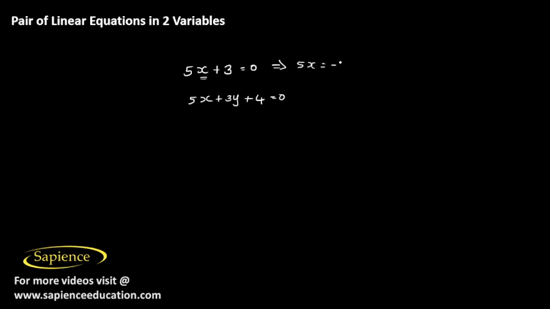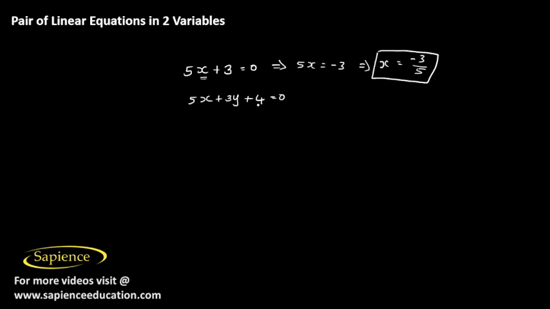5x is equal to minus 3. That means x is equal to minus 3 by 5. That's it. We found the solution of this equation. But in case of two variables, you also need two equations to find the value of x as well as y.